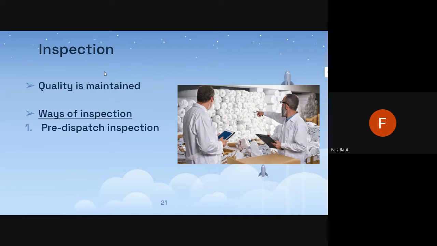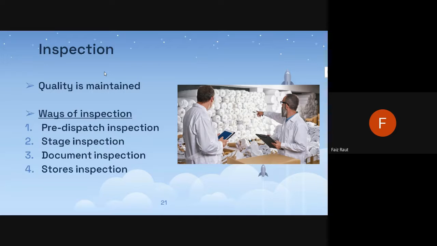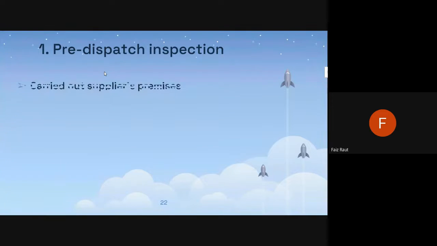So in inspection we are going to check pre-dispatch, that is before sending, stage inspection, or the final inspection, which we can say is the last inspection when finally dispatching. Then whatever documents there are, we'll inspect those, and then finally we will do the stores inspection. Okay, so in that we'll segregate and do the inspection. Pre-dispatch inspection is carried out in the premises itself.